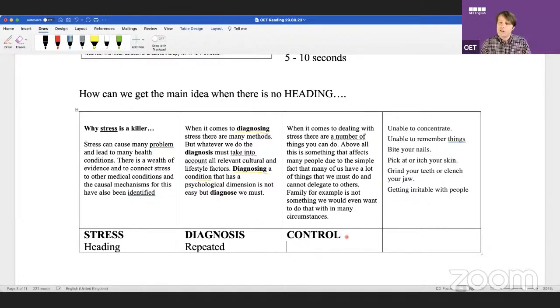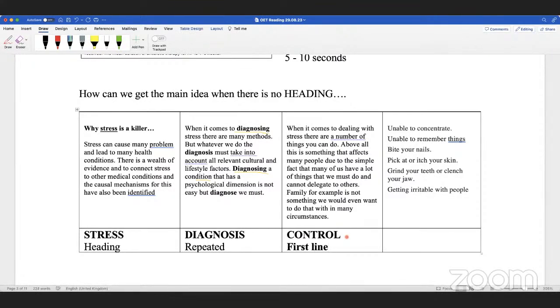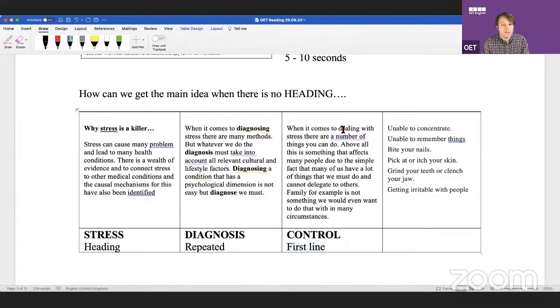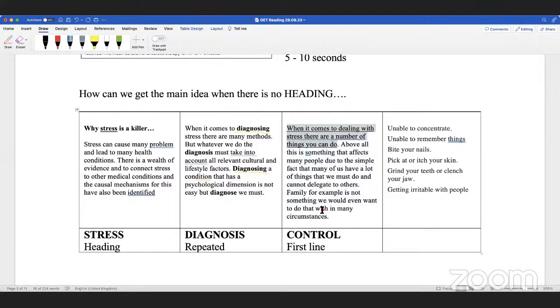Okay. How did you get the main idea? From the first line, I wrote that it is written, comes to dealing with stress. Dealing is control. And it's not repeated, is it? Dealing with is not repeated in the rest of the text, right? So you can only get it from the first line. Unique words are more like keywords. We're just focusing on main idea here, right? So you read the first sentence, you think, okay, that's the main idea.